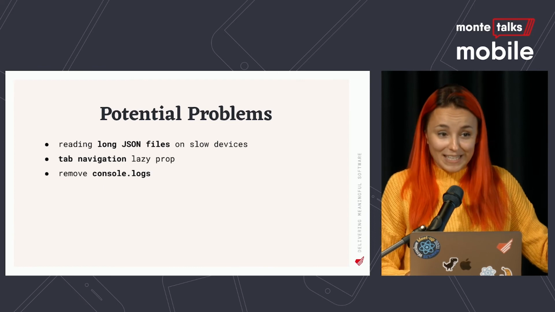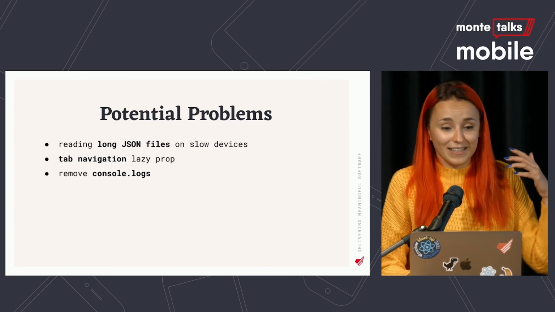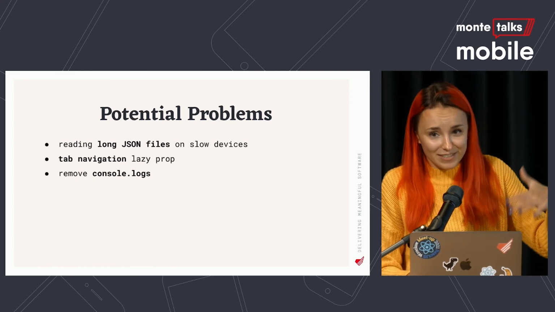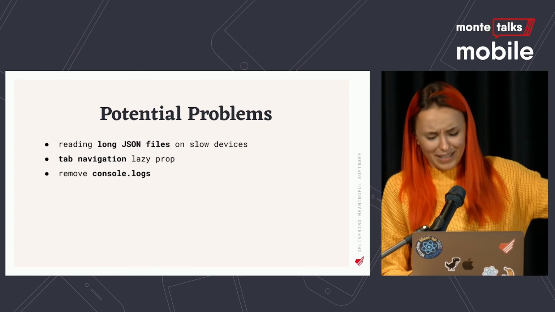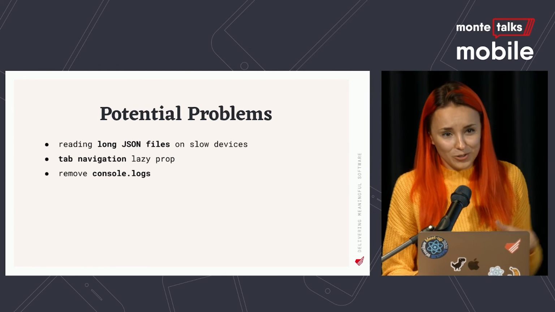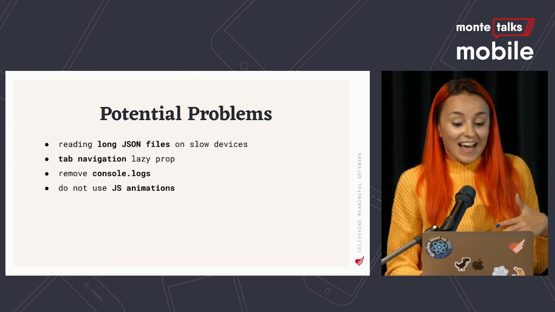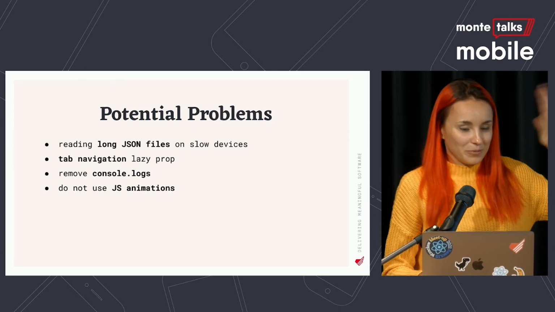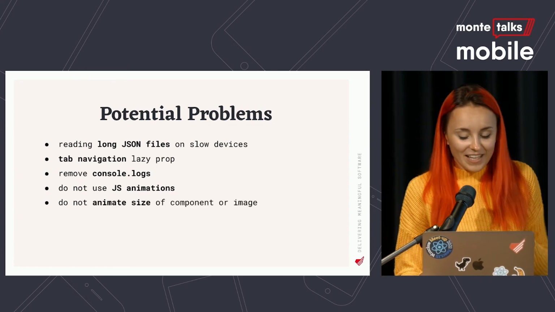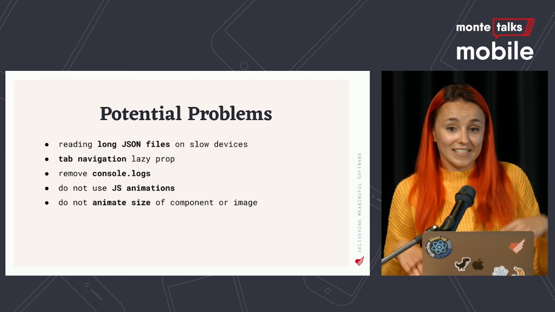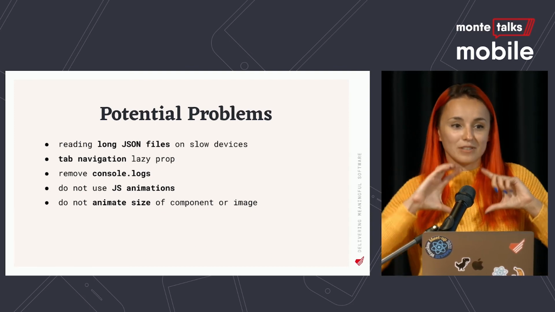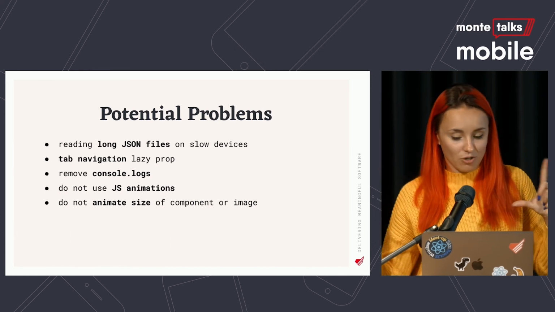Remove console logs. Yes, they take time in production, and it's not that you shouldn't have them in your code. You can leave them, but there is a Babel plugin that will remove them altogether in the bundle. Don't use JS animations, and I think probably everybody knows that we should use the native driver. Do not animate size, it's the same as on web. We are not supposed to animate sizes. We should transform items, but not animate width or height.